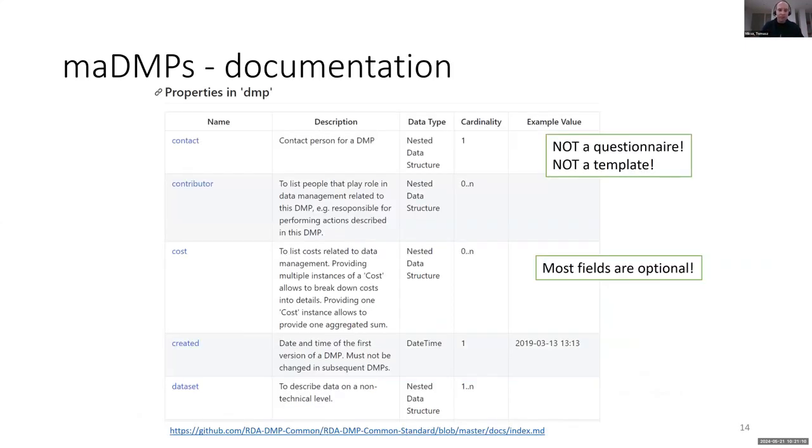So what RDA produced is basically this long table, which is not a questionnaire, not a template, and it is a technical specification, meaning that most of the fields are optional. Basically it says, if you talk about any of these things you can see here, if you talk about, I don't know, a cost of a DMP, or the contributors of a DMP, this is the terminology to use. If you talk about it in this way, other tools, other services, repositories, whatever you have, will be able to understand what you're saying.